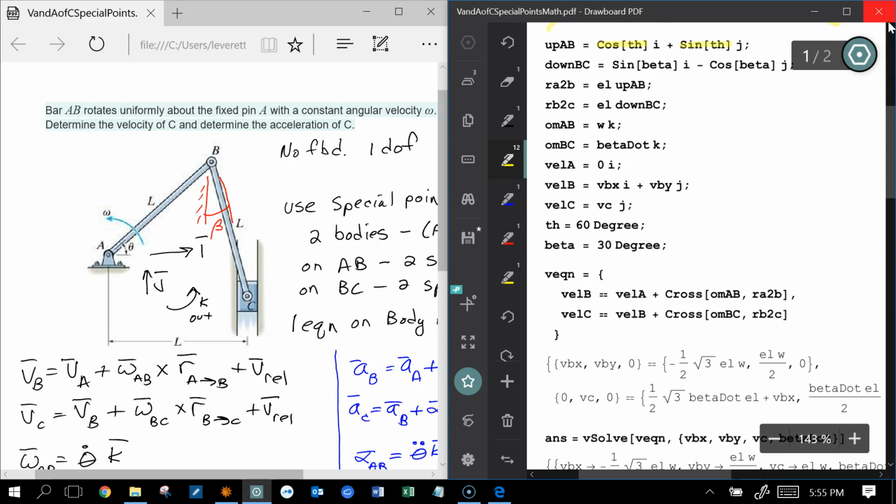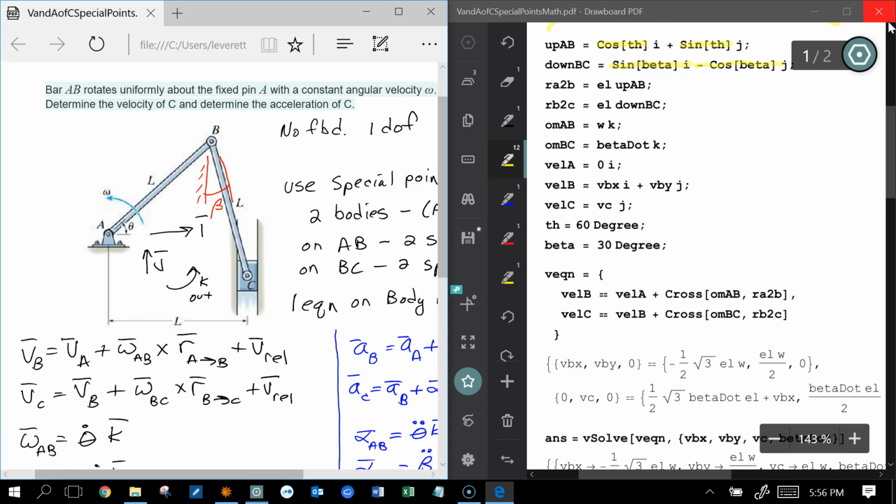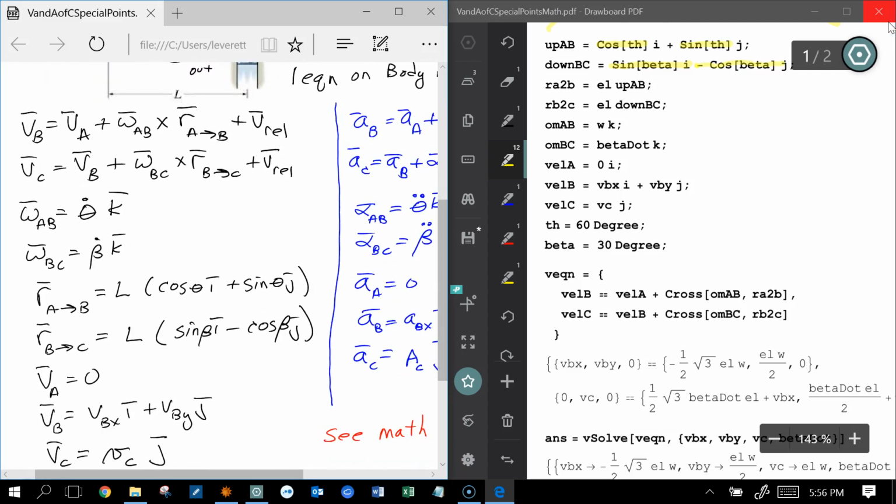Then I have a direction that I'm going to call down BC. So this is going to point down the BC length. That's going to be the sine of beta i in the horizontal, and it's going to be down, so it's negative cosine beta in the j. Then I have down here, skip ahead a little bit, here's the r's.